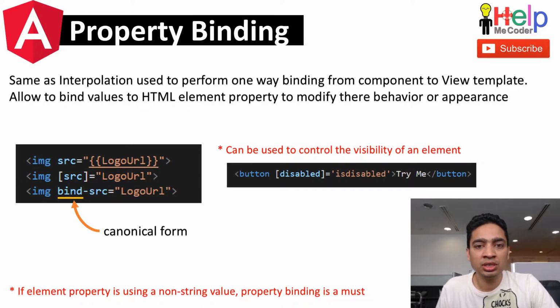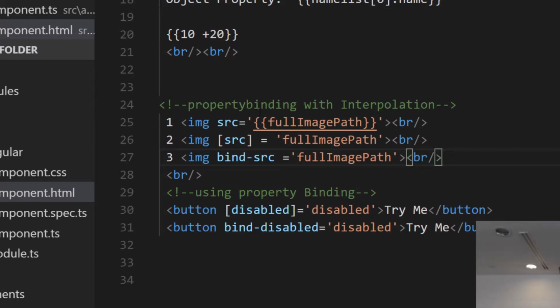Now let's go into the demo and see how we can use property binding in all these three different ways, how we can control the visibility of an element using property binding, and when to use interpolation and when to use property binding. Switching back to the VS Code editor, I have already written the code so that I don't waste much of your time. In the first part of the code, I have used interpolation. In the second part, I have used brackets to wrap the HTML attribute. And in the third part, the canonical one, I am using the word bind hyphen prefixing the HTML attribute. In all three options, the result is the same.